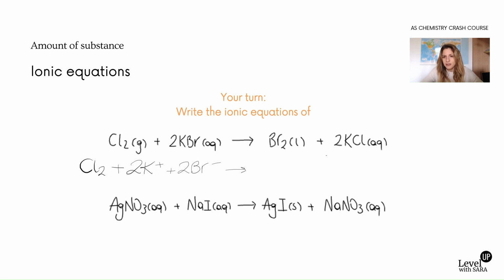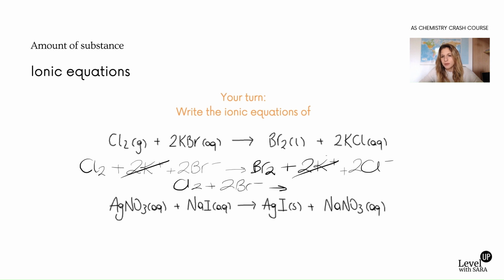Then on the product side, we have Br2, so that's a covalent compound, so it does not split, and we have 2 KCl. That's an ionic compound in aqueous solution, so it will split, it's not a precipitate, and we will have 2 of the Cl minus. Notice what cancels out: the 2 potassium are our spectator ions, so the overall equation will be chlorine plus 2 of the bromide ions to form Br2 and 2 of the chloride ions.